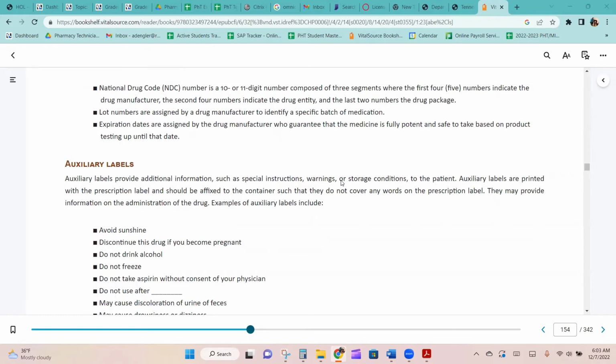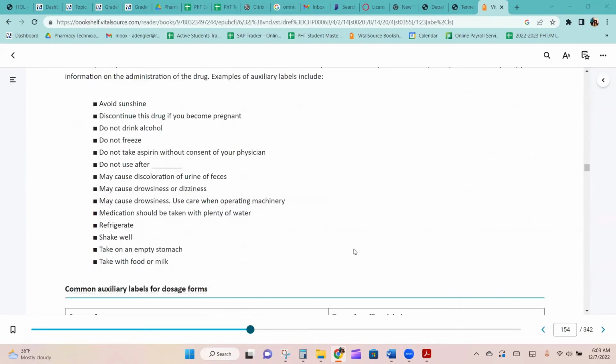Auxiliary labels provide additional information such as special instructions, warnings, or storage conditions to the patient. Auxiliary labels are printed with the prescription label and should be affixed to the container such that they do not cover any words on the prescription label. They may provide information on the administration of the drug. Some examples are: avoid sunshine, do not freeze, take with food or milk, among others.